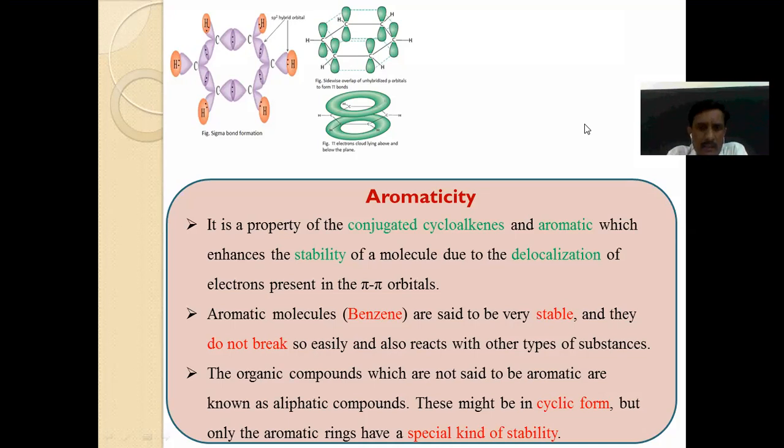Now, the exact concept of aromaticity is that it is a property shown by conjugated cycloalkenes. First, conjugated alkenes means double bond, single bond, again double bond, again single bond. That type of system is called a conjugated alkene. And another requirement is that it must be in cyclic form.